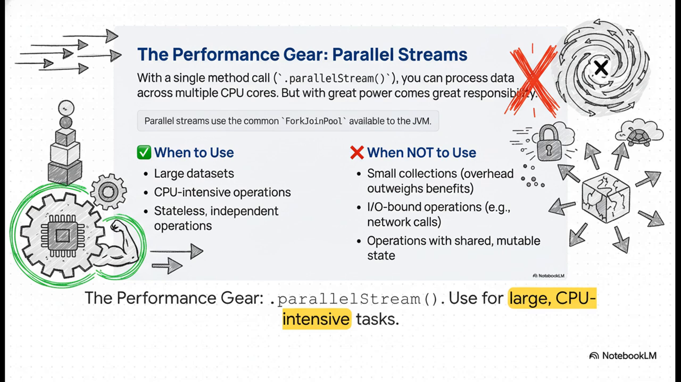But, and this is a huge but, with great power comes great responsibility. You can't just slap it on everything. If your data set is small, or if your pipeline is stuck waiting on the network or a database, going parallel will actually make your code slower because of all the coordination overhead. So use it wisely. It's for big, CPU-intensive tasks, and nothing else.